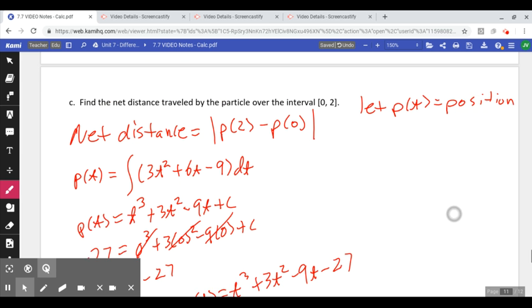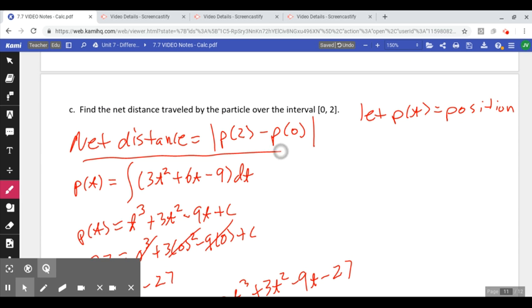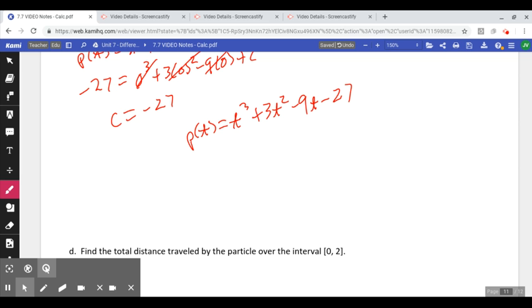We're going to have to figure out a couple things here. This is what we're actually trying to find, which is our net distance. So what we need to figure out is p at 2. So let's see if we can figure out what p at 2 is.